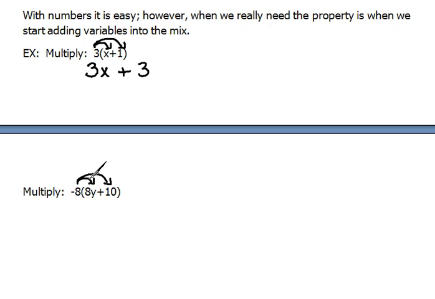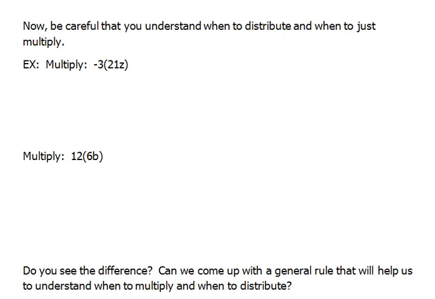In our next example, we're going to be distributing again. We have to multiply this negative 8 to both of these terms. So negative 8 times 8y would give us negative 64y, and negative 8 times a positive 10 would be a negative 80. Now here again, these are not like terms. They are not both y's or both just plain numbers, so we can't go any farther than that.